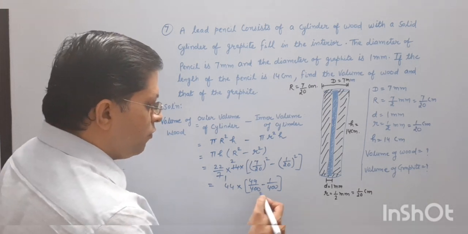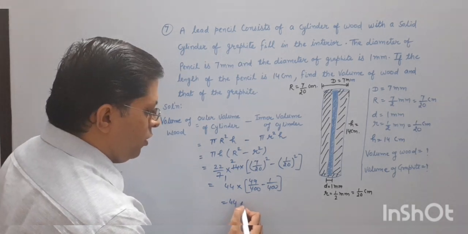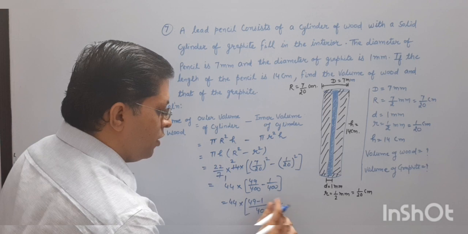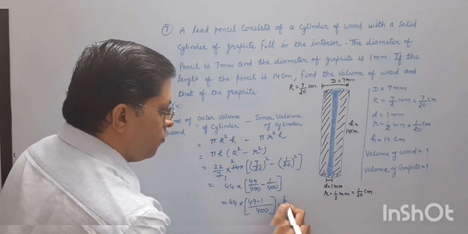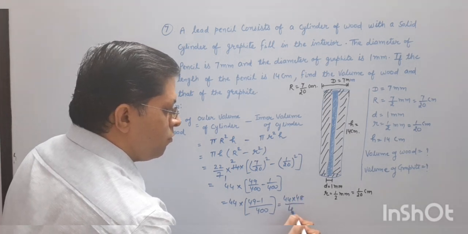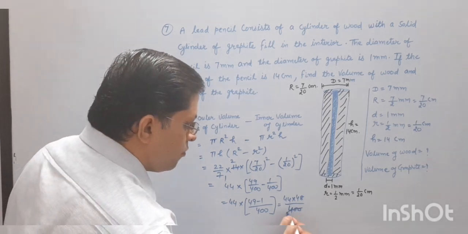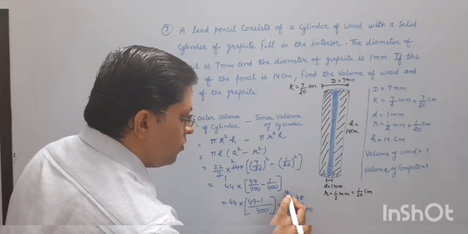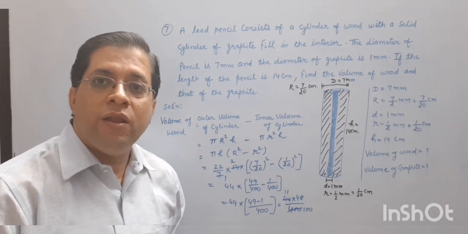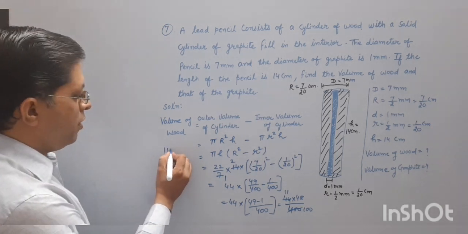Okay, so what will be, if you solve this, 44 into, take 400 LCM, 49 minus 1. So what will come? 44 into 48 upon 400. Okay, you can cut 100 and here is 11. Okay, and how can we multiply this 11 into 48?